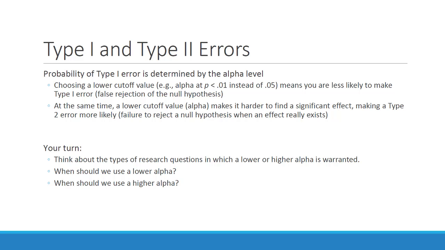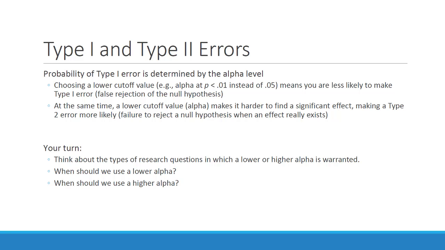So when we have something that we consider to be high stakes, meaning that it has strong implications for people's lives, and the results could be harmful to individuals potentially, then we want to use a lower alpha because we want to be more certain that if we are seeing an effect, it is reflective of a true effect and not random error. When should we use a higher alpha?